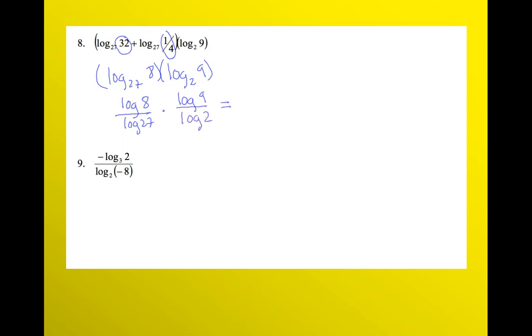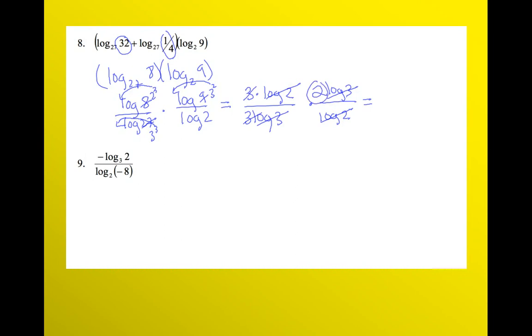Can I change some stuff? Yeah, right? So I can change log of 8. 8 is the same thing as 2 to the 3rd. And then I can bring that 3 out in front. So 3 times log of 2. 27 is the same thing as 3 cubed, and then I can bring that 3 out front. 3 log 3. What's 9 the same thing as? 3 squared, and I can bring the 2 out front. 2 log 3 divided by log 2. And then things will cancel. Oh, look at that. Even those 3's cancel, and I just end up with 2.